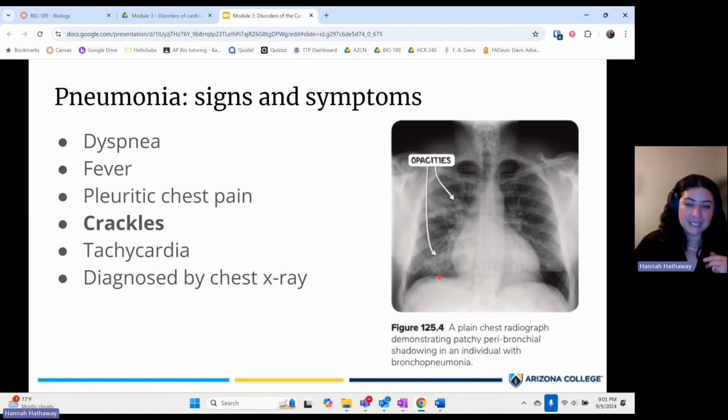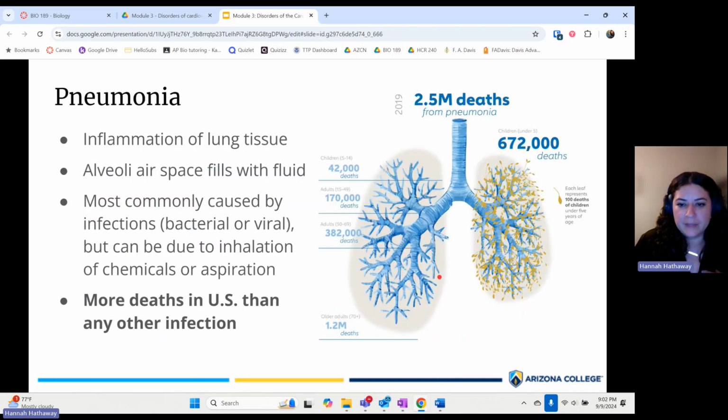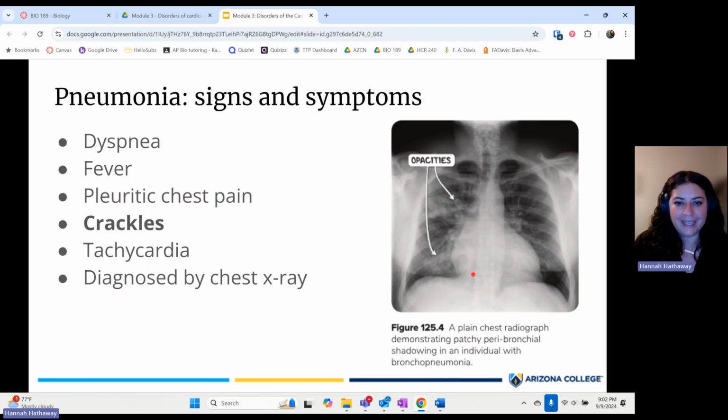So some signs and symptoms of pneumonia. Essentially, if we go back and look at this picture, those alveoli, which are those sacs that are normally filled with air, are now filled with fluid instead. So you're going to have, obviously, difficulty breathing. Because this often is due to an infection, you're going to have some infective symptoms like fever, pleuritic chest pain. That's chest pain around the pleural cavity. As opposed to center chest pain, you'll have more diffuse chest pain.